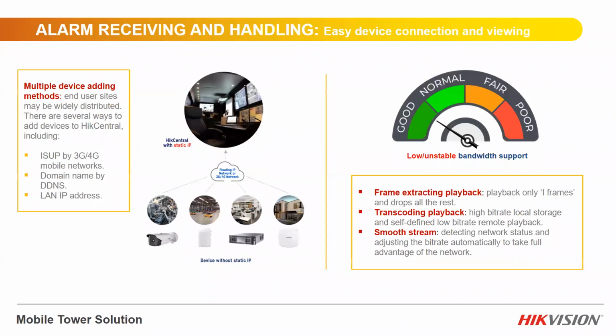Devices can easily be added into Hike Central to be monitored, whether over a 3 or 4G network, through dynamic DNS, or on a local network. For low bandwidth connections, we have the options for frame extracting, transcoding, or smooth stream playback.